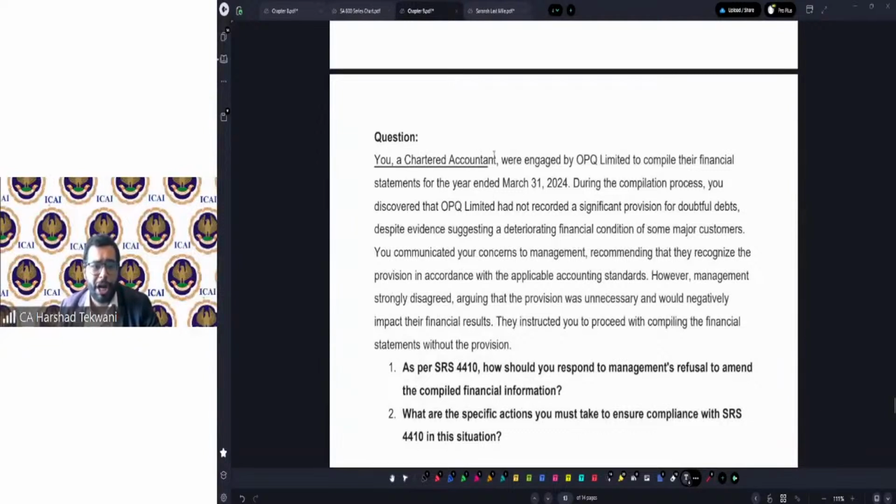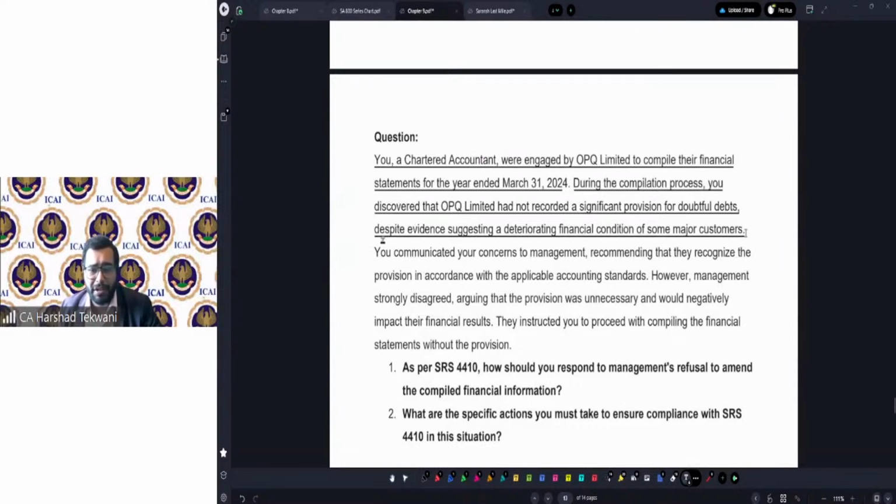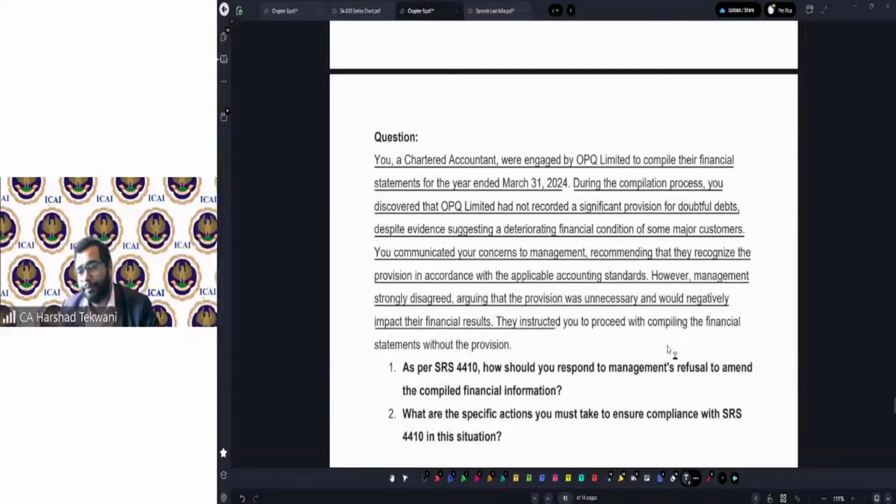Very good one. You, a chartered accountant, were engaged by OPQ Limited to compile their financial statements for the year ended 31st March 2024. During the compilation, you discovered that OPQ Limited has not recorded a significant provision for doubtful debts, despite evidence suggesting a deteriorating financial condition of some major customers. You communicated your concerns to the management, recommending that they recognize the provision in accordance with the applicable accounting standards. However, management strongly disagreed, arguing that the provision was unnecessary and would negatively impact their financial results. They instructed you to proceed with compiling the financial statements without the provision. As per SRS 4410, how should you respond to management's refusal to amend their financial information?